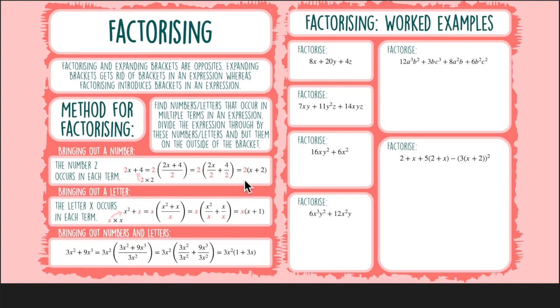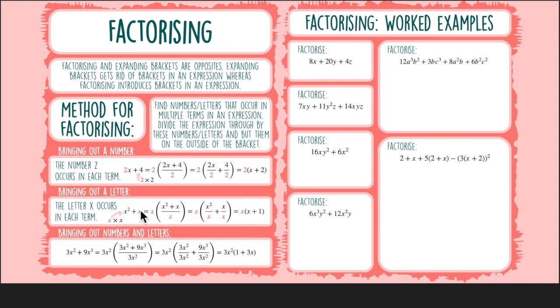And you can always check you've done it right. So what you can do is take this and expand the brackets, and you should get back to this expression here. So if we expand the brackets for this, we get 2x plus 4, which is equal to this. So you know you've gone right.